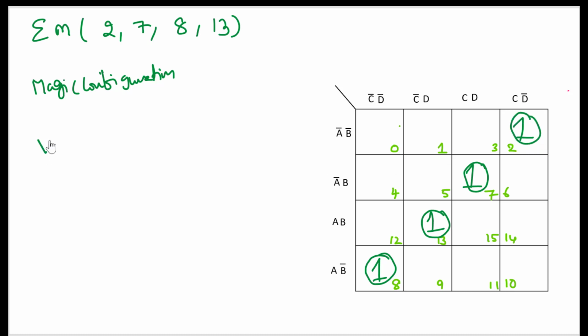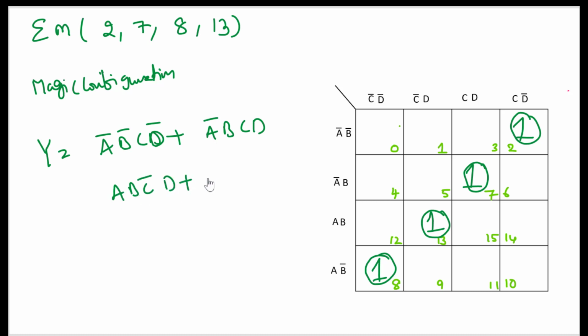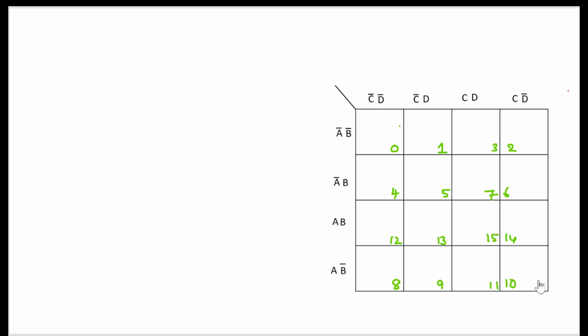So if you write the expression for y, it will be A bar B bar C D bar plus A bar B C D, then A B C bar D, then A B bar C bar D bar. This is the final expression. Similarly, if all ones are along this line also, same thing, it cannot be paired with anything else, so you have to write all the 4 ones as individual ones. Now let's take one more example.